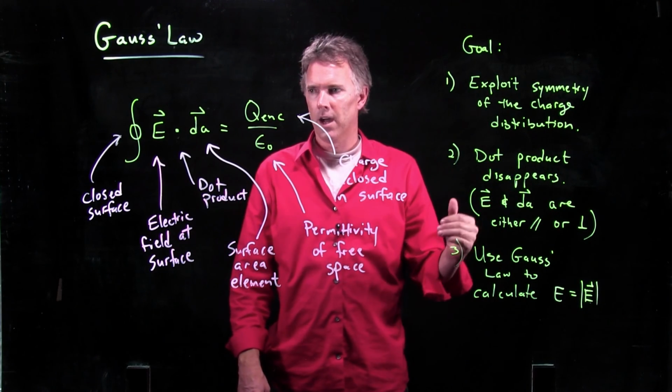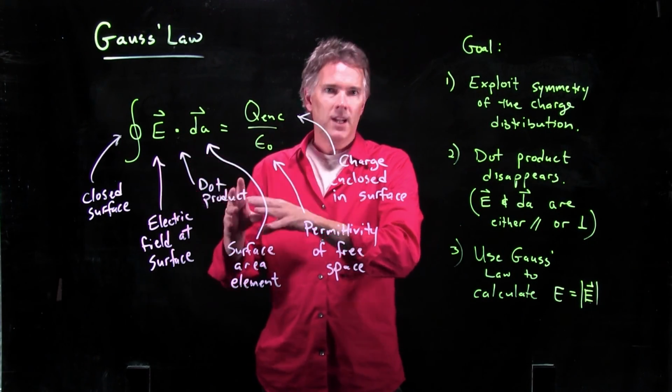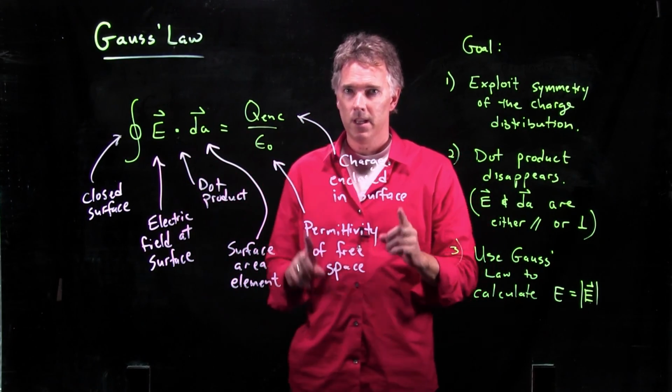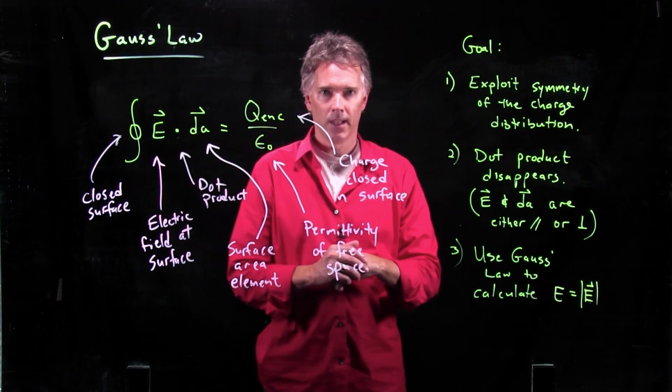So this is sort of the goal of Gauss's law. Use symmetry to simplify this equation such that you can calculate an E field in magnitude. All right, and let's see how that works.